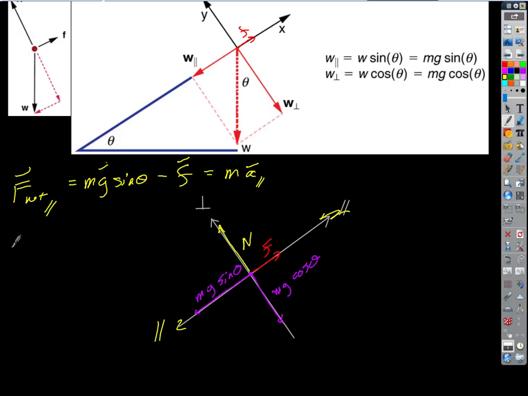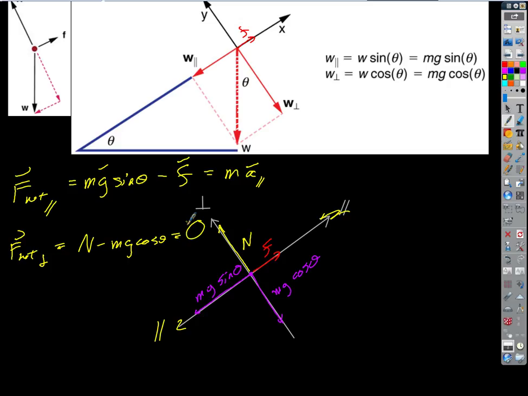What's the other one? How about in the perpendicular direction? It's mg cosine theta equals the acceleration perpendicular. But what is the acceleration? It's zero, right? There is no acceleration off the slope. Can that ever not be zero? Well, it could be, but we almost always want to choose it so it is zero. There will be some times when it won't be, but whenever we can, we prefer to avoid that.